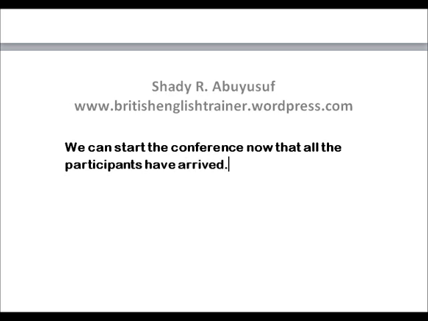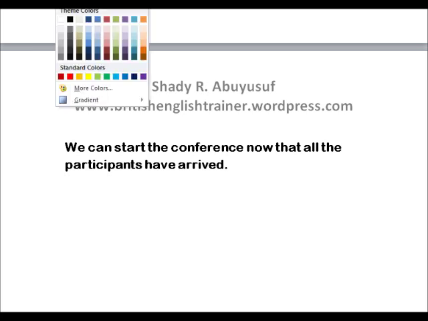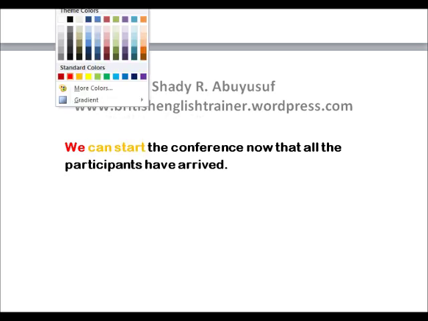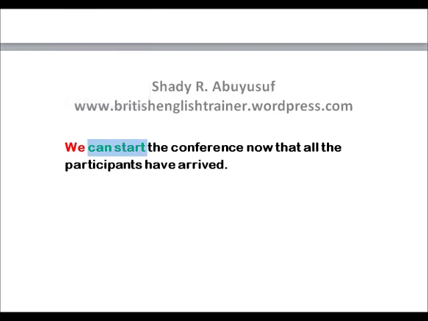Okay, let's analyze that one. Do we have a subject? Yes, we have a subject. We've got "we," which is a subject. Do we have a verb? Yes, "can start" is a verb, and let's give it the green color. So "we" is a subject, "can start" is a verb.